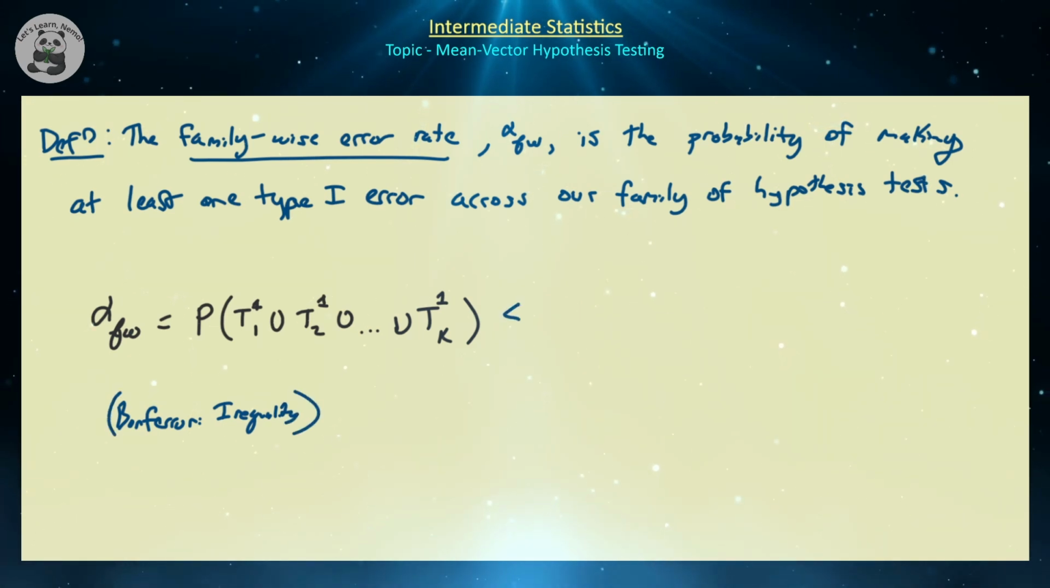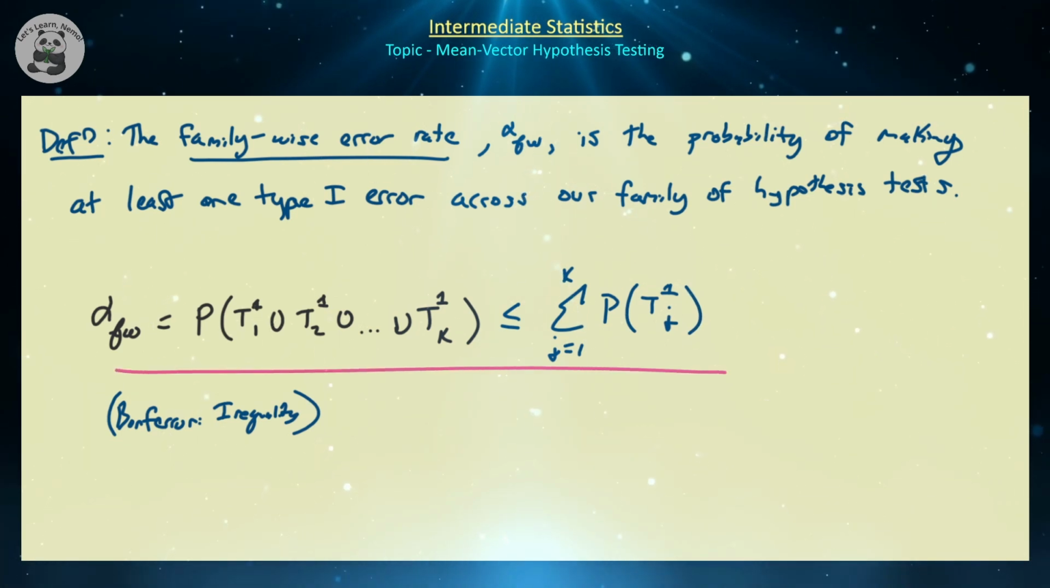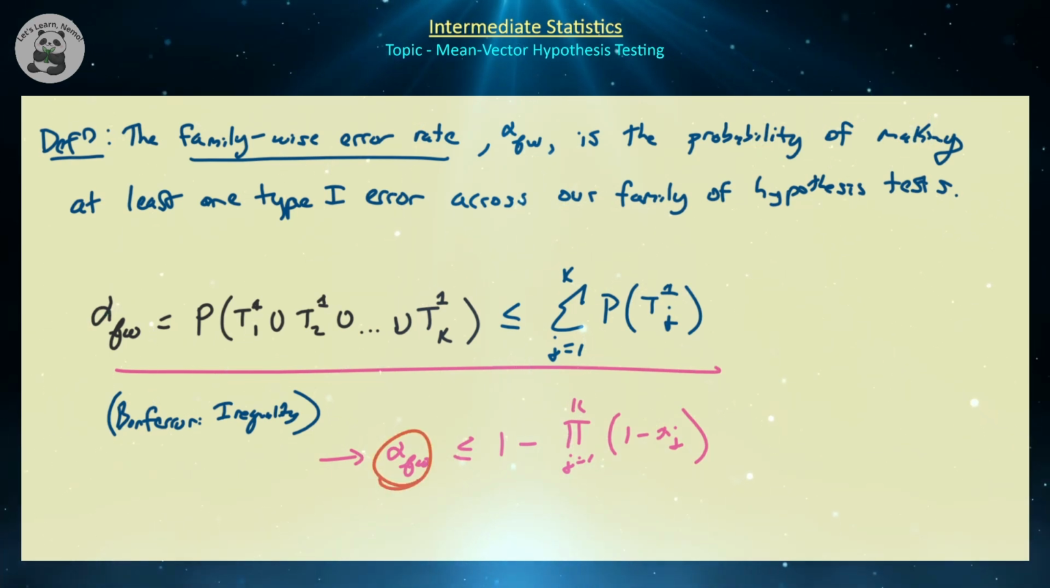One thing that we know, at least from the Bonferroni inequality from probability theory, is that this is going to be less than or equal to the sum from j equals 1 to k of the probability of type 1 error for each of those individual elements. So comparing these two inequalities, we can find that the family-wise alpha value is always going to be less than or equal to 1 minus the product from j equals 1 to m of 1 minus alpha j. Right? So we can't exactly get the family-wise error rate from this inequality, but what we can get is an upper bound for this probability.